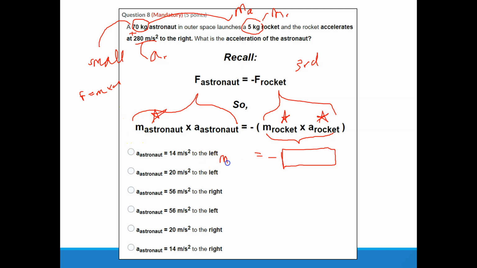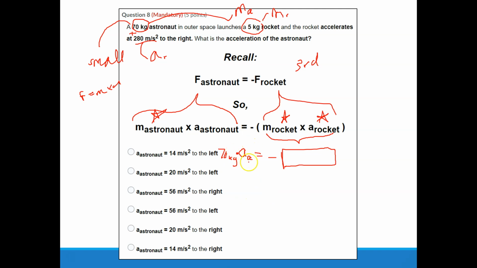Okay, now we still have the mass of the astronaut over here. We actually already know the mass of the astronaut, that's a number that we already have. Let me go ahead and plug in the number to make it look more obvious. The mass of the astronaut is 70 kilograms, times the acceleration of the astronaut. That's what we're trying to figure out.